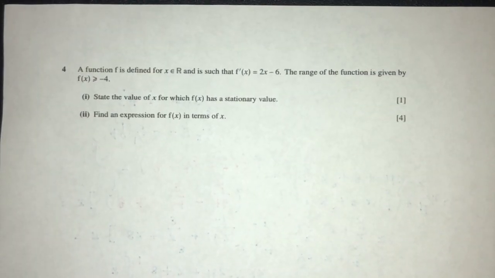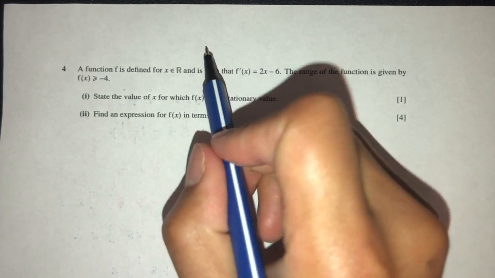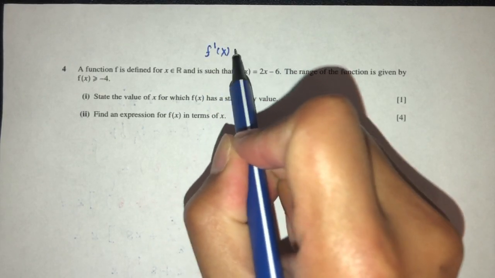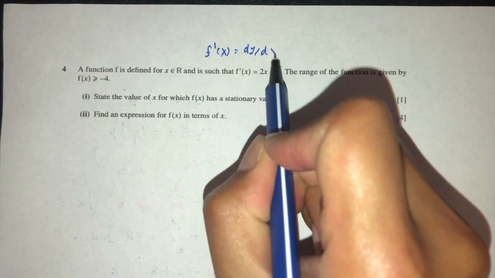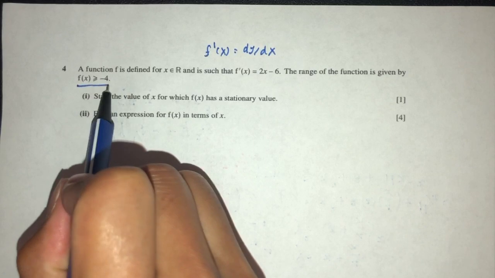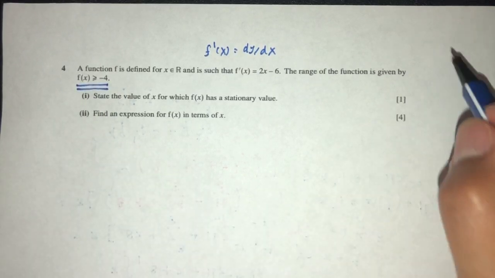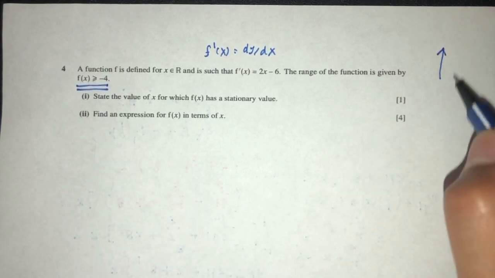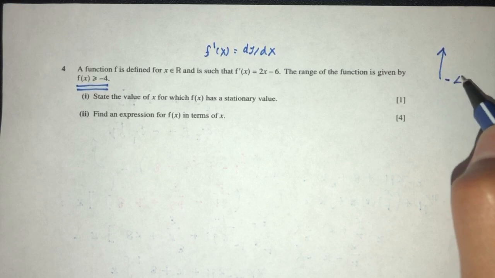A function f is defined for x equal to any real values and is such that f prime of x is equal to 2x minus 6. Now we have to know f prime of x is simply dy by dx. Now the range of the function is given by this, which is the y values of the function, always going to be more than the value of minus 4.